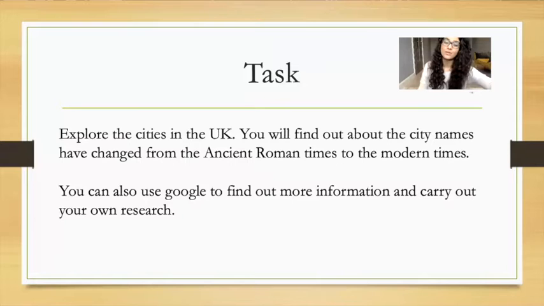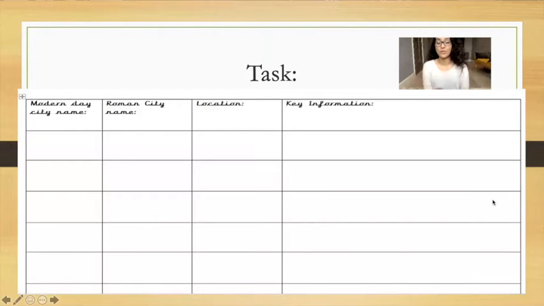You will find out about the city names that have changed from the ancient Roman times to modern times. You can also use Google to find out more information and carry out your own research. You can use a structure like this, where you have a title with the task at the top, and then in each section you have the modern day city name, so the name of the city as we call it today, the Roman city name, the location, so where it's located on the map, and also any key information about that specific city.